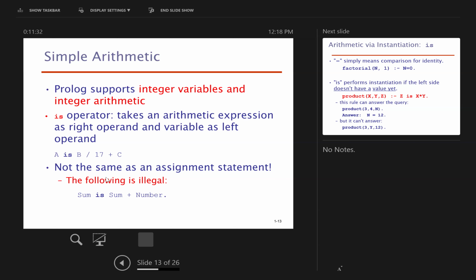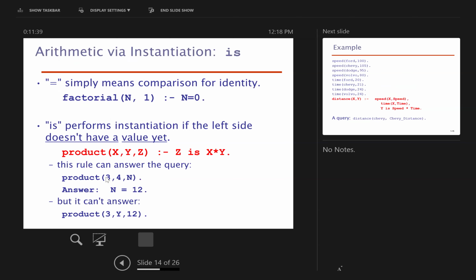Also, Prolog has recursive functions. You can write your own, but again, we only cover what the book told us to cover. This is a very good example, a factorial of a number. Again, the equal sign simply means comparison for identity. The one equal sign means I'm checking equality, like two equal signs in C++, Java, etc.